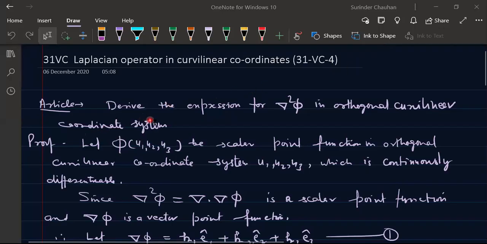Hello students, in this lecture we'll derive an expression for the Laplacian operator, that is del square of phi, in orthogonal curvilinear coordinates. Let phi of u1, u2, u3 be a scalar point function in orthogonal curvilinear coordinate system u1, u2, u3, which is continuously differentiable.